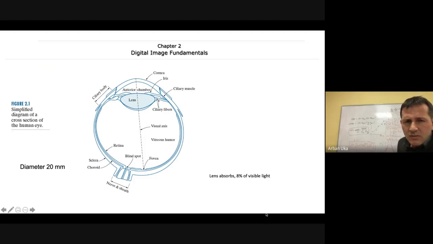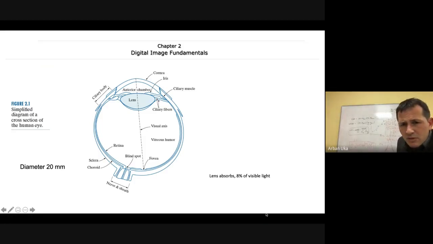Now, I probably know, but I don't remember right now, what part of the spectrum the lens absorbs. This is something that you can check, and you can come and tell me, or you can tell each other.